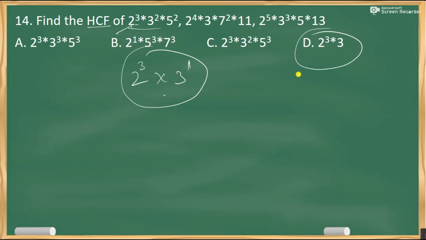Clear? So HCF in the factorized form is calculated by taking all common bases, that is factors, and taking the least power of it. So the HCF of these three factorized form numbers is 2 power 3 into 3 power 1. Clear? Good. So let me go for the next question.